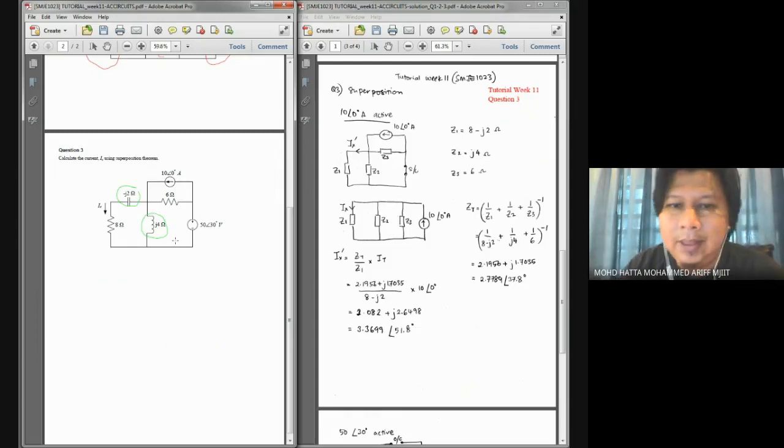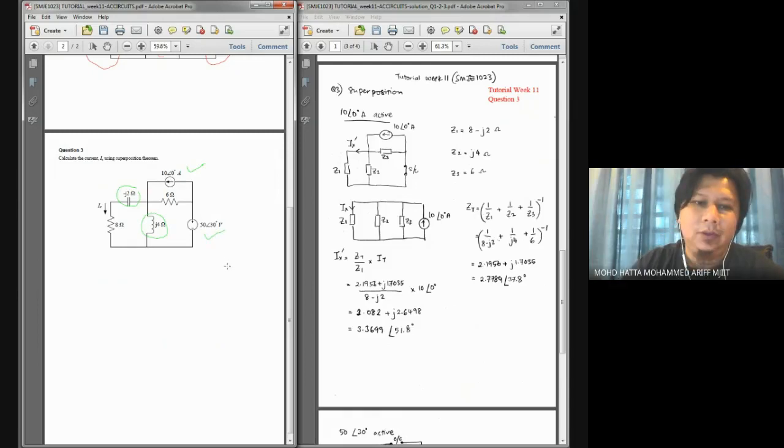And if you remember the superposition theorem, if you have two sources, it means that you need to calculate that particular parameter, for example, in this case Ix, two times, because we have two sources. If you have three sources, you need to calculate Ix three times and combine those to get your final value of Ix. In this question, we have two sources. The first one is the current source, and the next one is the voltage source.